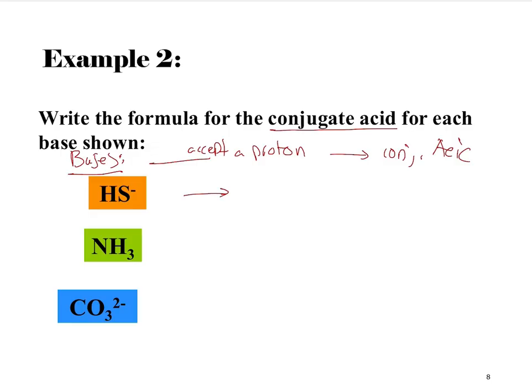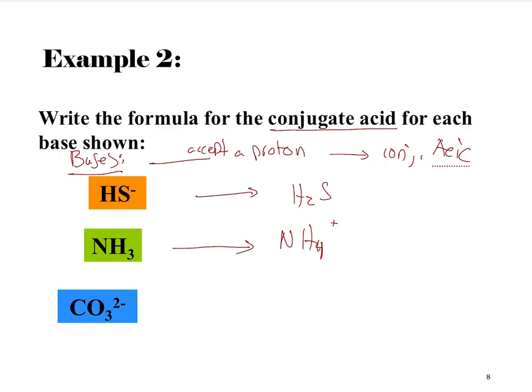So HS minus becomes what? What do you guys think? If it accepts a proton, what will be the chemical formula then? H2S, right? So HS minus becomes H2S. This would be the conjugate acid. Right here we actually have a weak base, ammonia, NH3. What will NH3 become? NH4 plus, right? NH4, ammonium, is a positively charged polyatomic ion.